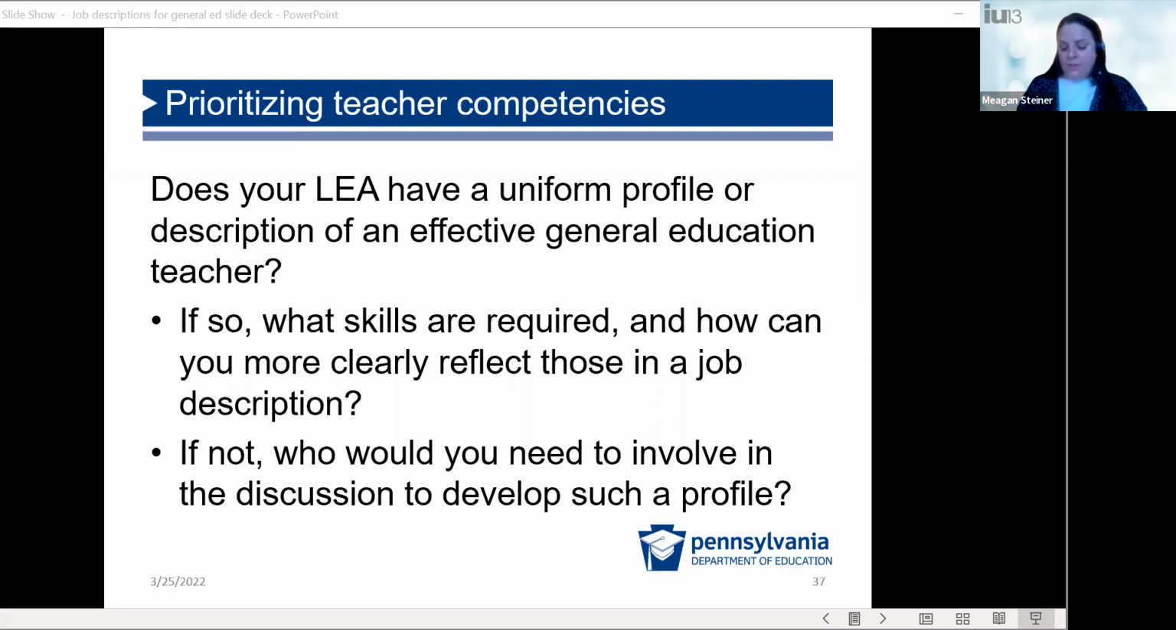Do you have a uniform profile or description of an effective general education teacher for your school or LEA? If so, what skills are required and how can you more clearly reflect those in the job description? And if you don't have this sort of profile, who would you need to involve in the discussion to develop it? So just take a moment to think about those questions, make any relevant notes, and then we'll move on to the very last section.